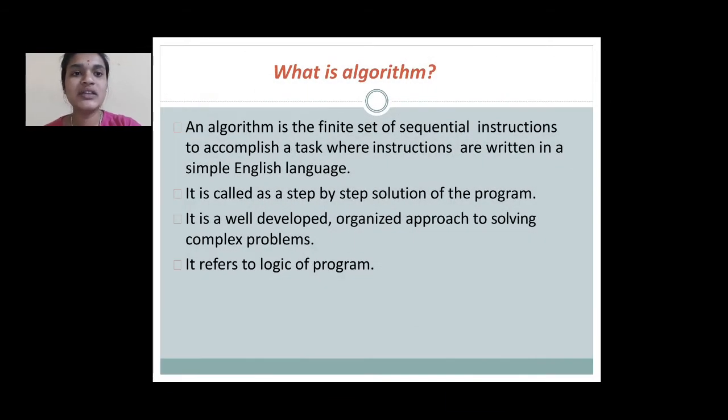First one is, what is an algorithm? An algorithm is a finite set of sequential instructions to complete a task, and the instructions are written in simple English language. It means an algorithm is a set of procedures to solve a given problem in a finite number of steps. It is called the step-by-step solution of the program. It is a well-developed, organized approach to solve complex problems. It refers to the logic of the program.